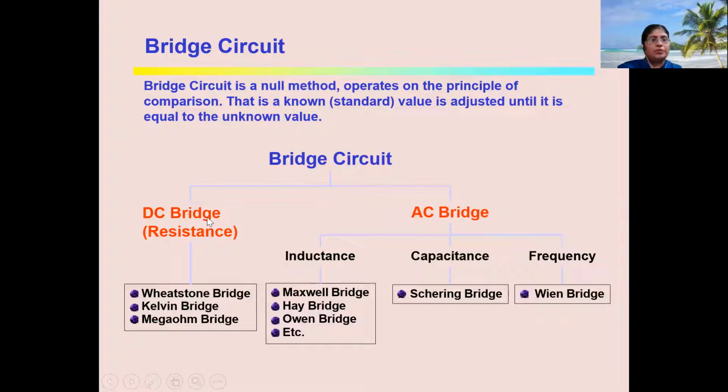The DC bridge classifications are Wheatstone bridge, Kelvin bridge, Megger bridge, and double Kelvin bridge. For the AC bridges, for the measurement of inductance, Maxwell bridge, Hay bridge, and Owen bridge are used. For the measurement of capacitance, Schering bridge is used. For the measurement of frequency, Wien bridge is used.